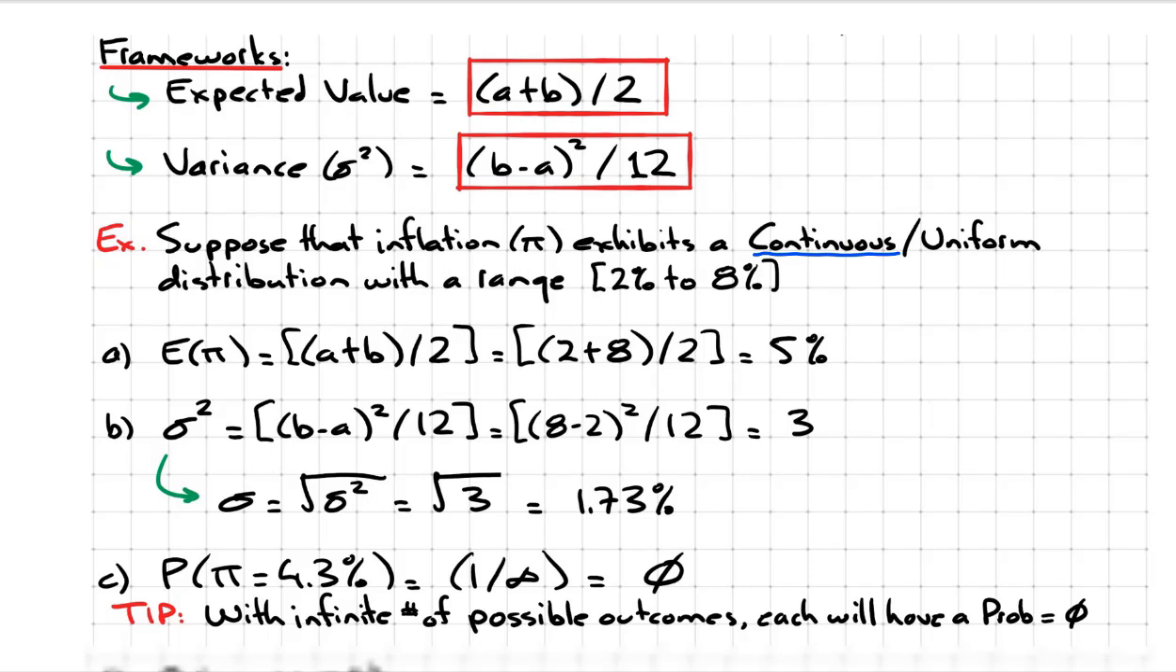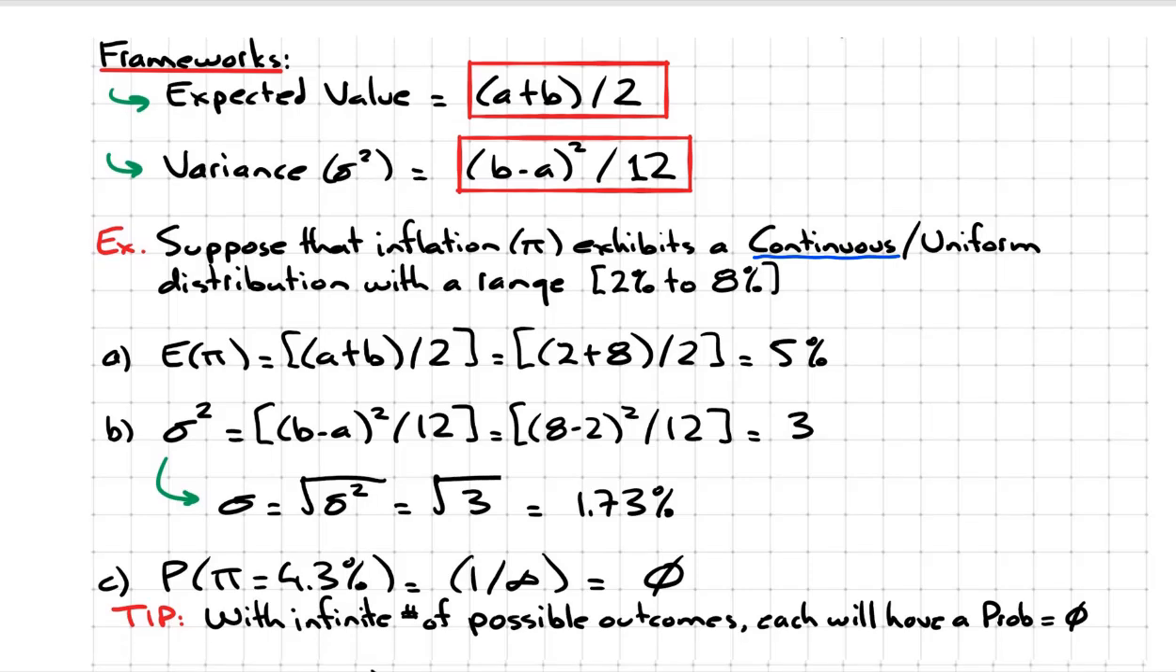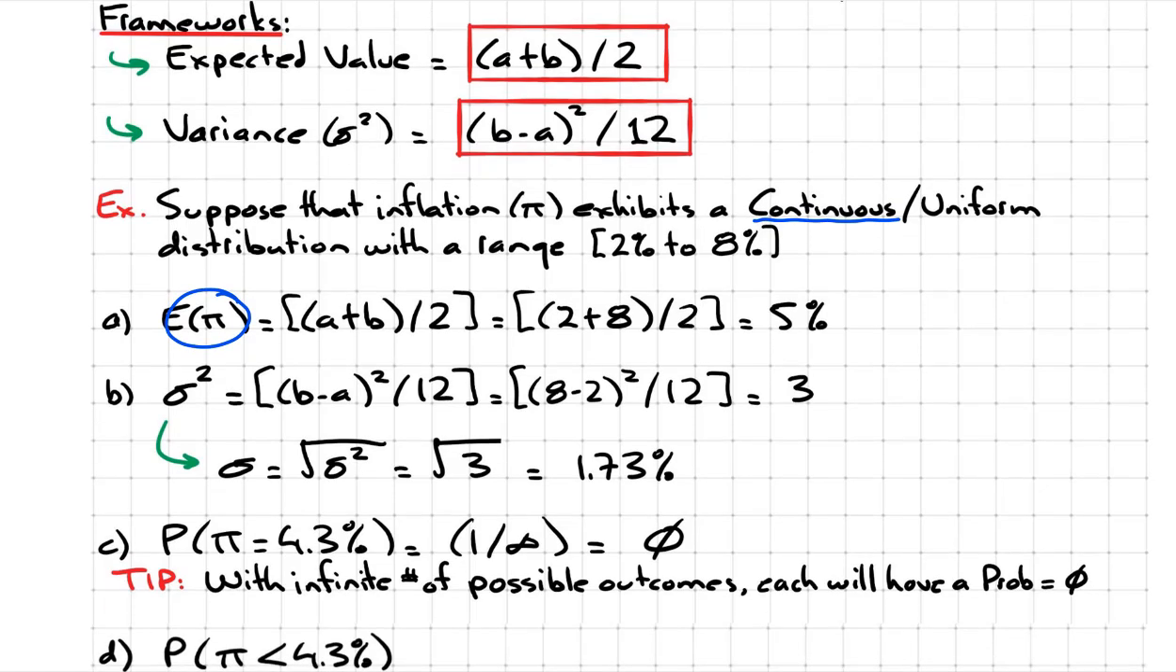So what we want to know with any data set, ladies and gentlemen, it doesn't matter what the distribution of the data set is, we like to see what the average is of the data and what the variance is of the individual observations around that average. So first, let's start off with the expected value, or the average. Well, the lowest possible inflation is 2, the highest one is 8, so the middle would be 5%. We just add up the two values and divide it by 2.